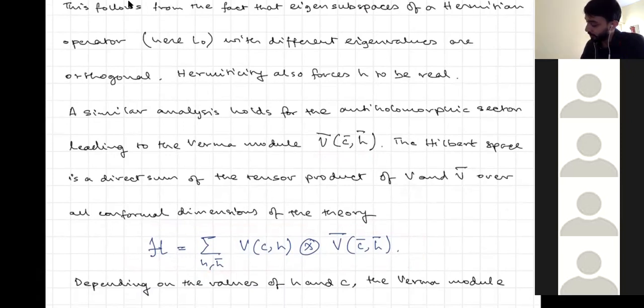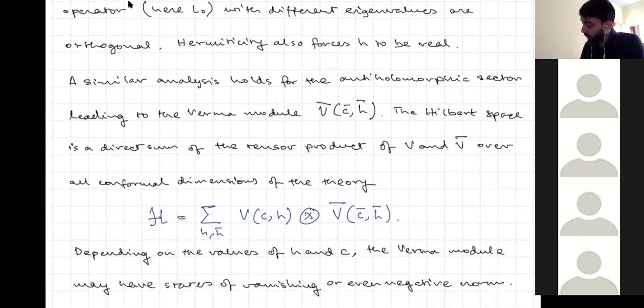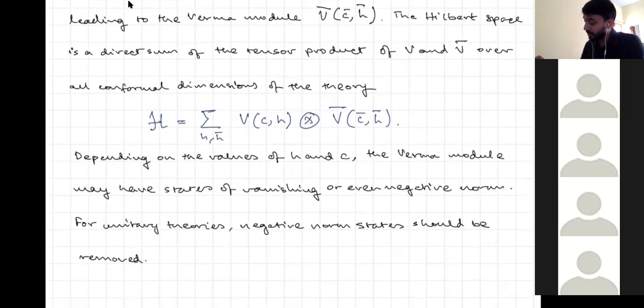Now the point that I want to stress is that depending on the values of C and H, the Verma module can have states which have vanishing or even negative norm. If you restrict to unitary theories, having states with negative norm is not a good thing, so they have to be removed. So let's see how one does this.